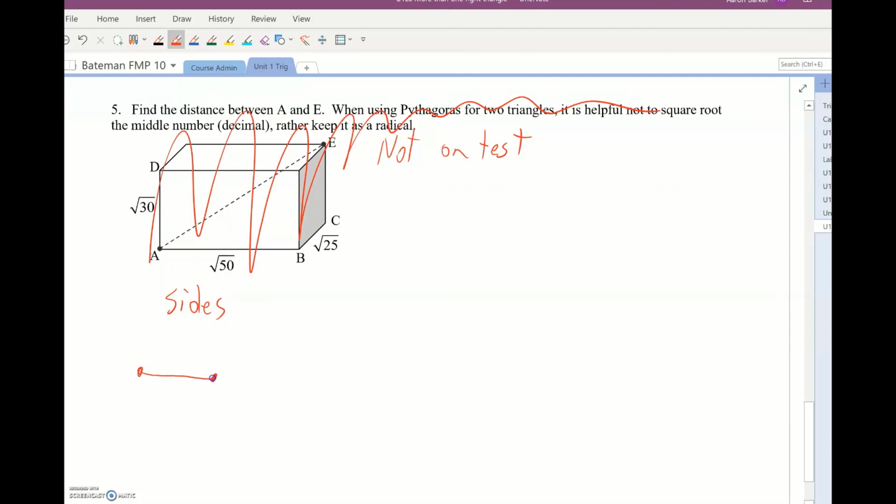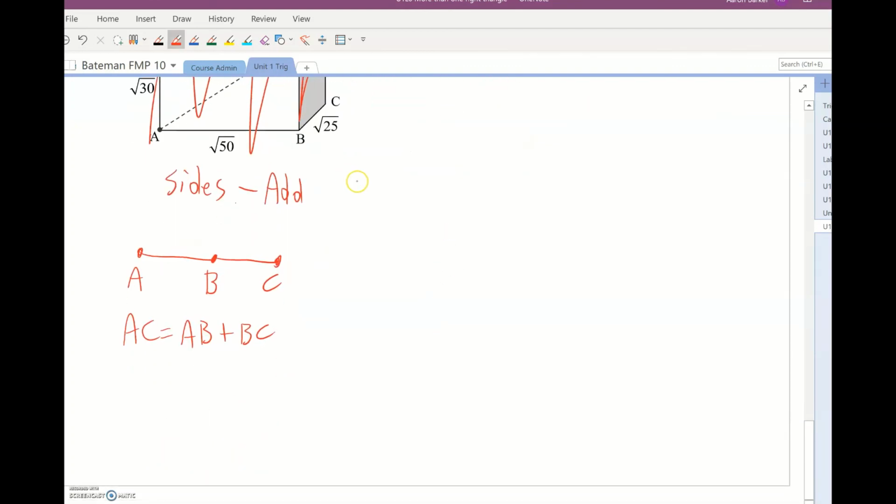So, just to recap, with sides, sometimes you'll have to add. So if this is A, B, C, AC equals AB plus BC. Okay, or sometimes you will have to subtract. And so then you can say BC equals AC minus AB. Okay, and so you can then find this side or the entire big side.